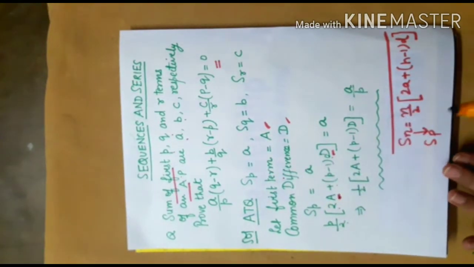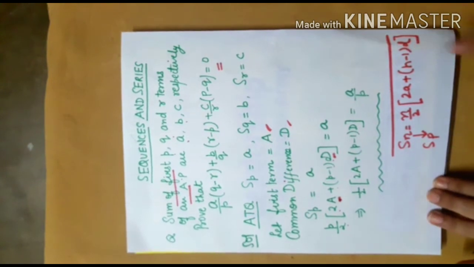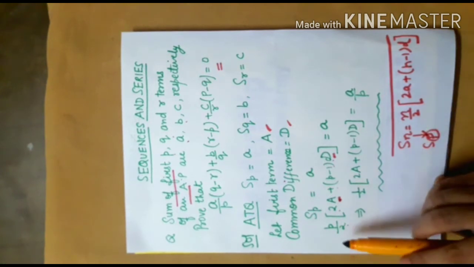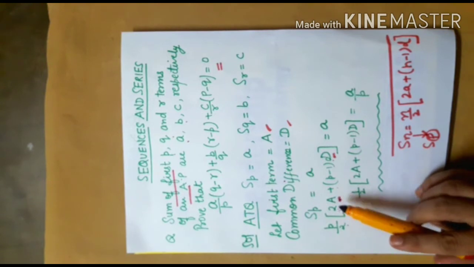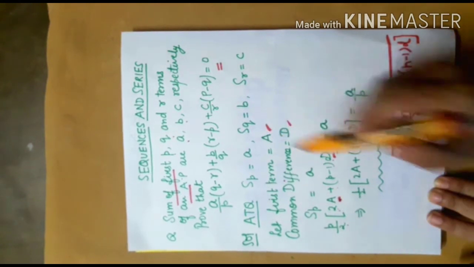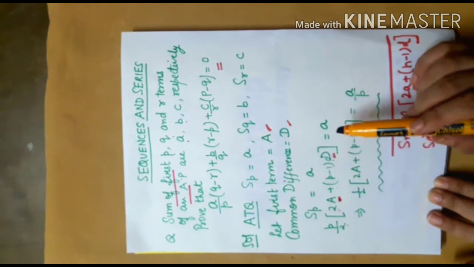Now look here. We know that in an AP, Sn is equal to n by 2 into (2A plus (n minus 1) into D), where A is the first term and D is the common difference. Now I want SP. So the role of n will be played by P. So I'll get P by 2 into (2A, the first term being capital A, plus (P minus 1) into D), which is equal to A.